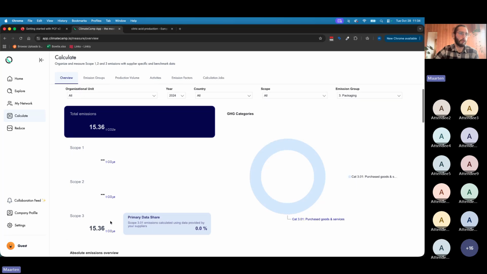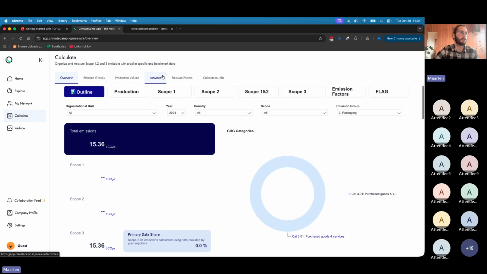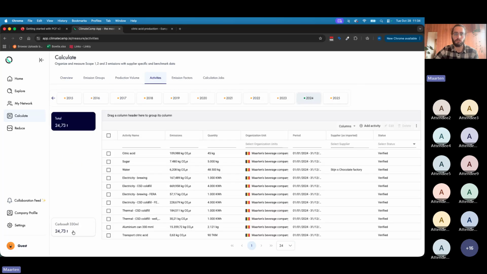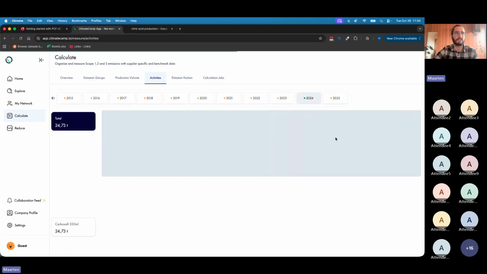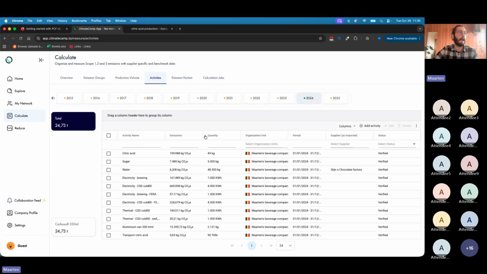15.36 tons of CO2 equivalent of the 25 tons, which was the total, the 24.73 tons in total. So this is how we calculate PCFs in ClimateCamp. We set up an environment that goes through the different production steps and then assign activities for each of the different steps. Afterwards, you can create an overview to see the different scopes. So scope 1, 2, and 3, what is the impact of this PCF? And then you can easily follow up from there.